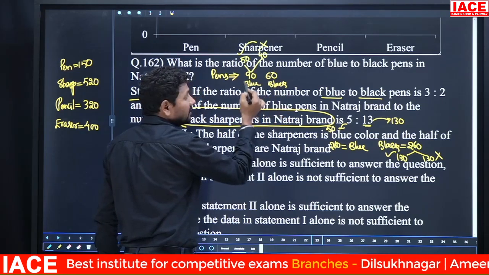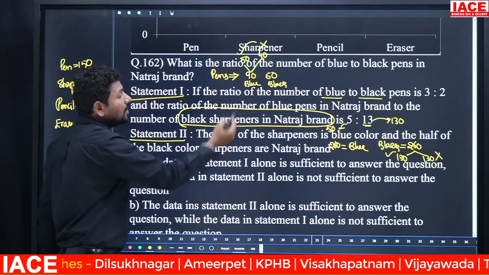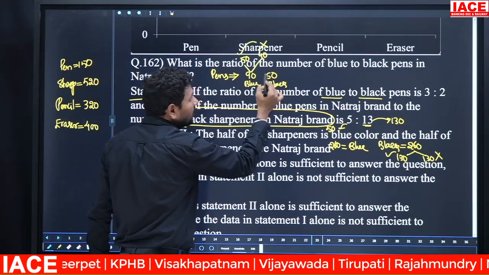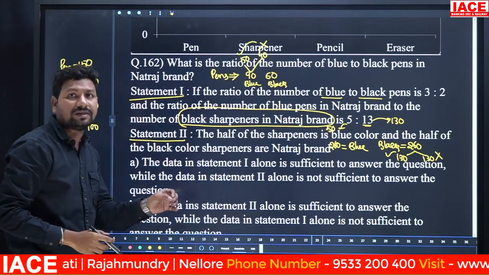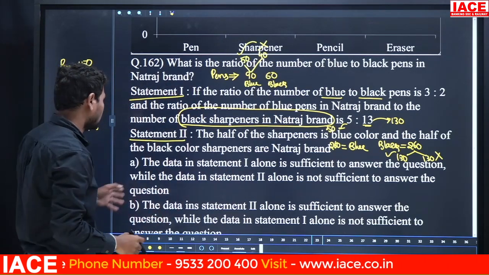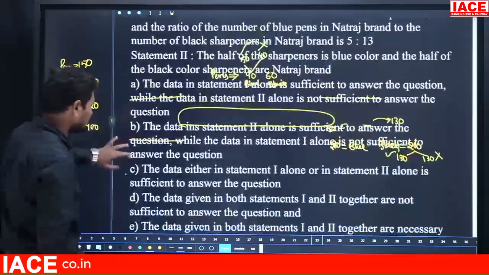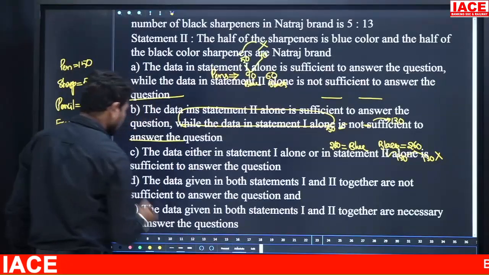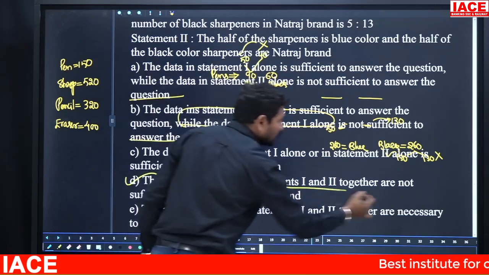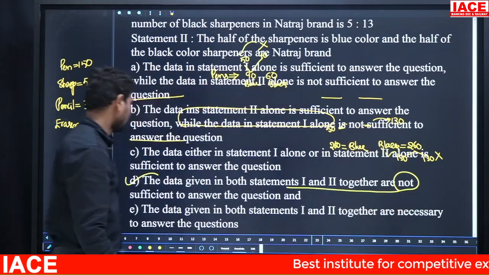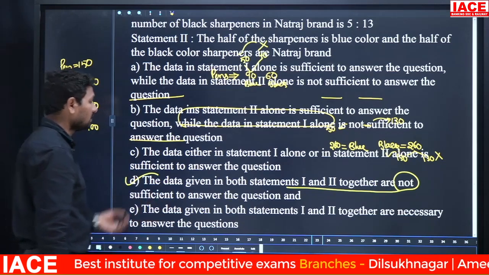Even when we take statement 1 and statement 2 in combination, we are unable to solve for the black value. Then the answer is: cannot be determined. Whatever the two statements mention, they are unable to solve the question. Then what is the option here? Option A is not correct, B is not correct, D is correct. Why? Because the data given in both statements 1 and 2 together is not sufficient to answer the question. We require more data, but there is no sufficient data, that's why not sufficient.